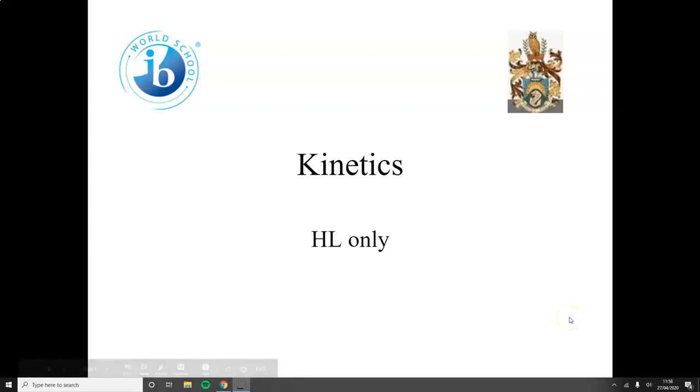Okay, so here we are, higher level kinetics, topic 16, and this is section 16.1, which is all about rate expressions and reaction mechanisms. Reaction mechanisms are the steps by which a reaction actually occurs. It's very unusual for things just to collide, crash, bang, wallop, and the reaction takes place. It's actually a little more complex than that.